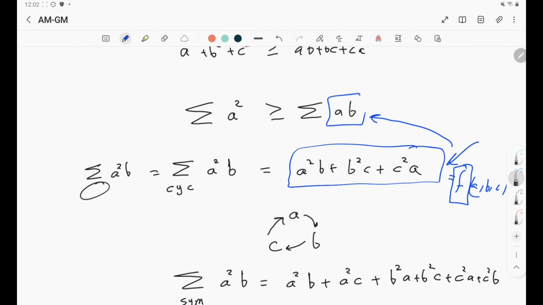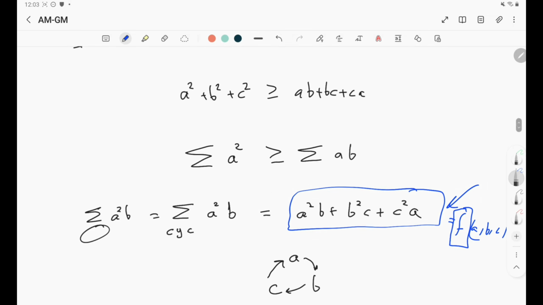Here, we have everything we need. We have AB, we have BC, we have CA. All of them are covered. So the function f is symmetric, but the sigma is not symmetric. If we wrote sigma symmetric, it will be double, like 2 times sigma AB. So it's a bit confusing, as I told you, but you really need to keep that in mind, because it will be very important for us to deal with inequalities in general. Okay, so keep that in mind.